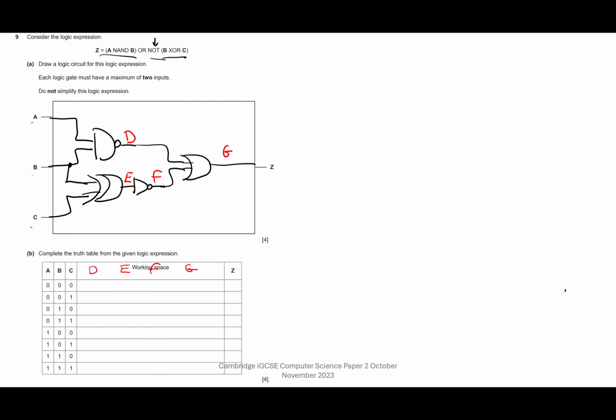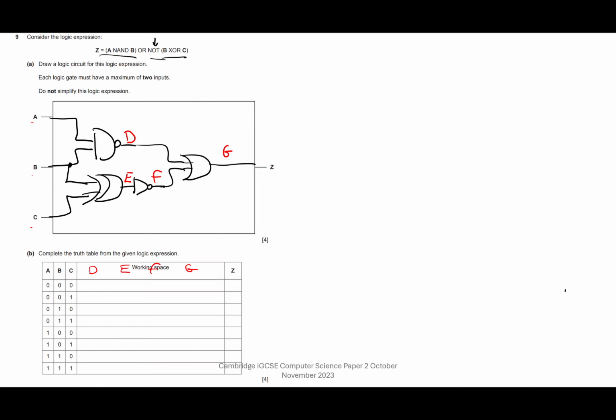Next thing we do is we're going to pop those labels in our working space, D, E, F and G. Now before we go ahead and start figuring out the answer, one tip I recommend is to write down the truth tables for each gate. That way you don't have to try and work them out in your head when you're in an exam situation.